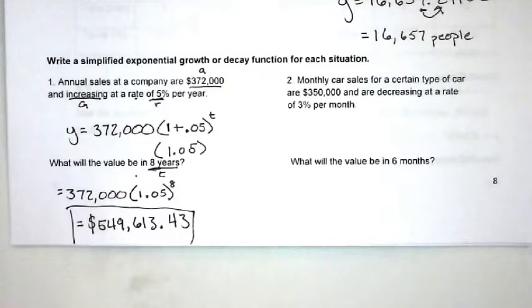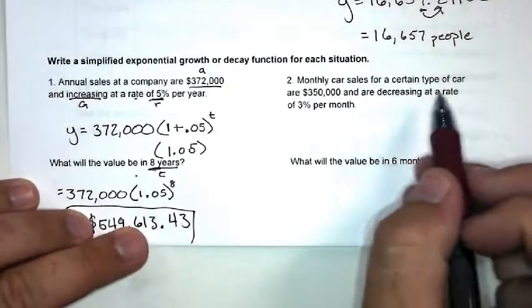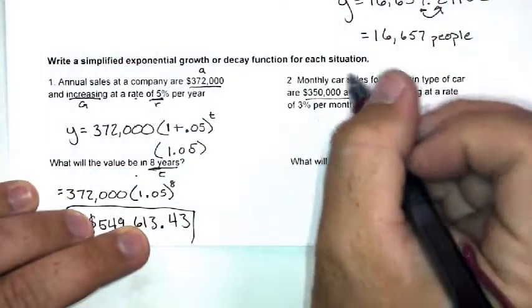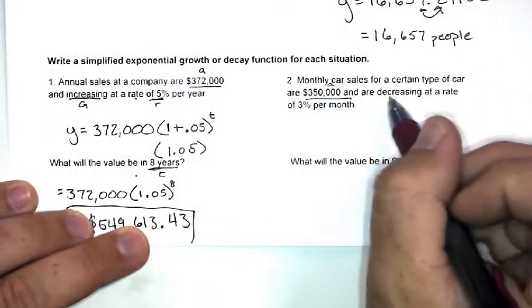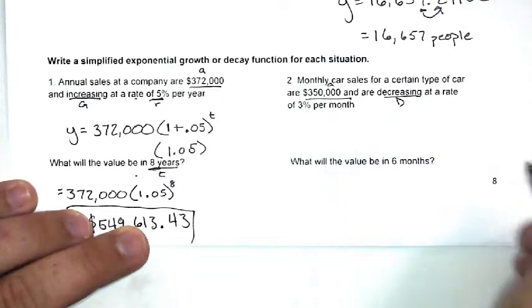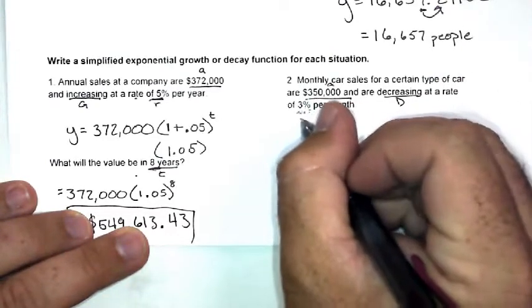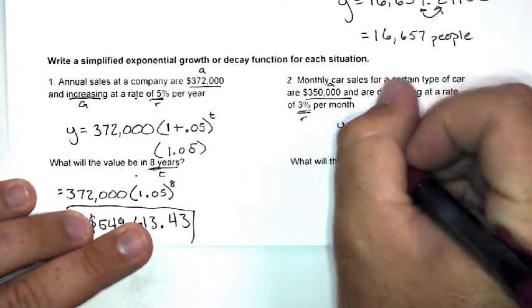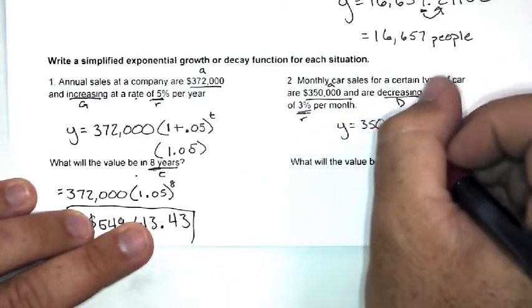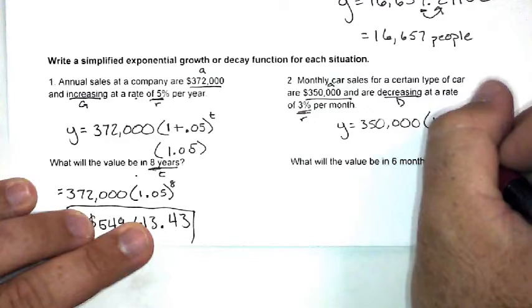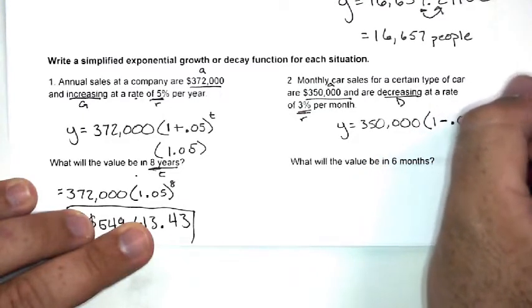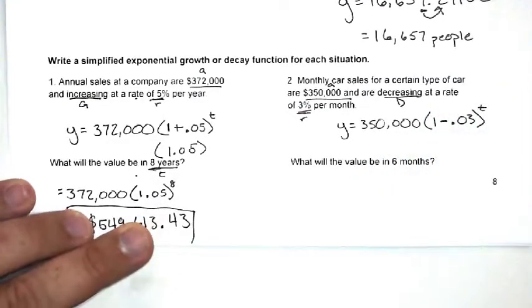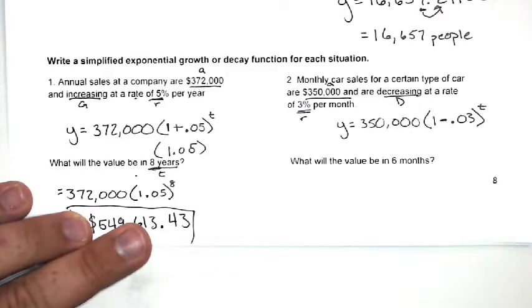Problem number 2, monthly car sales for a certain type of car are $350,000. That is my A. They are decreasing, so I have a decay at a rate of 3%. There's my R. I only need R and A right now. So I have y equals 350,000 times 1 minus the rate, 0.03, to the power of time. Again, compound interest type formula. This time we're losing money in our bank account. What will the value be in 6 months?